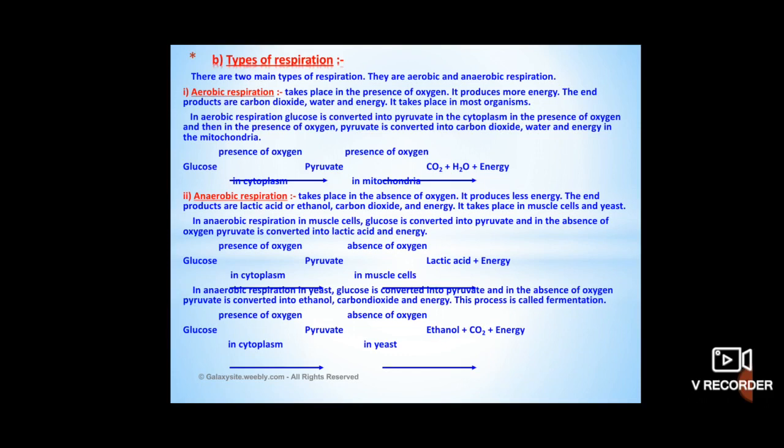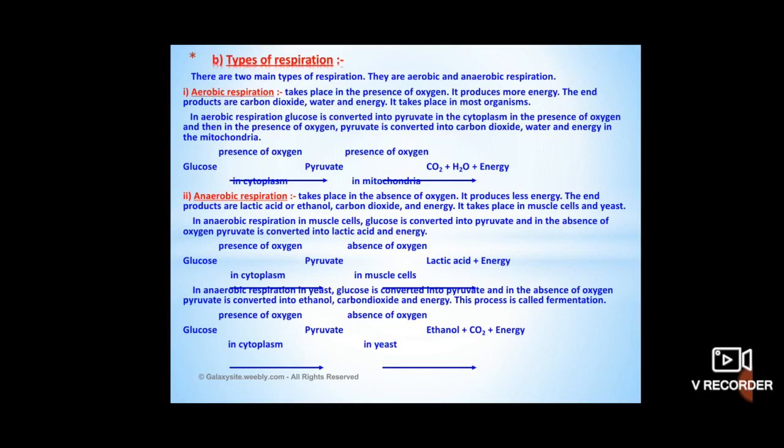Then anaerobic respiration also takes place in yeast cells in the absence of oxygen. Here the glucose is converted into pyruvate in the absence of oxygen. Pyruvate is converted into ethanol, carbon dioxide and energy. This process we call fermentation. So in the absence of oxygen, the breakdown of glucose takes place in the yeast cell. It is very important that children understand this concept.